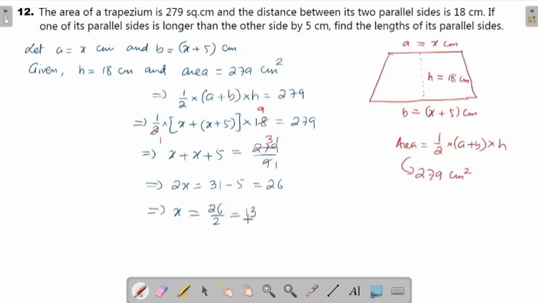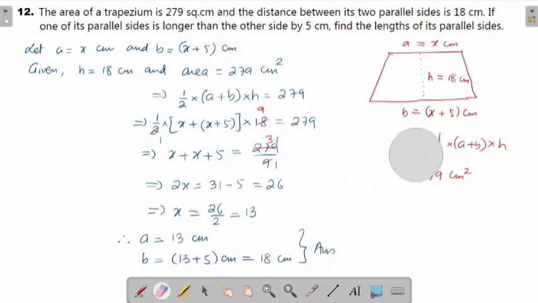Okay, so we got the value of x. Therefore the lengths of the parallel sides, A and B, is what the question is asking you to find. So A equals x centimeter, and x is 13, so it becomes 13 centimeter, and B is x plus 5, that is 13 plus 5, which is 18 centimeter. So these two are your answer for this particular question, right? You may pause the video and note down your solution. Let's move to the next question now.